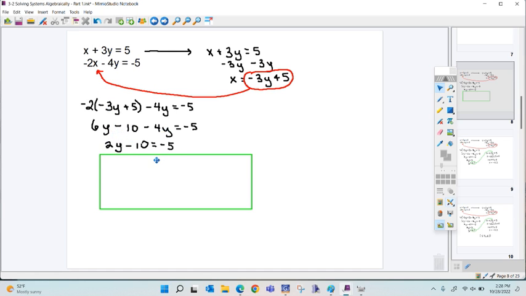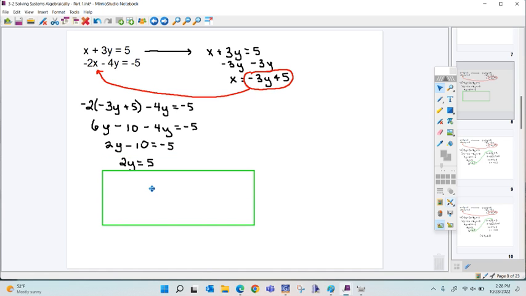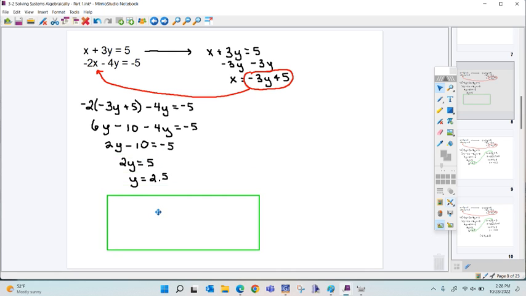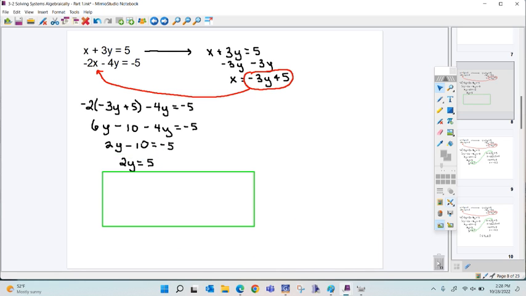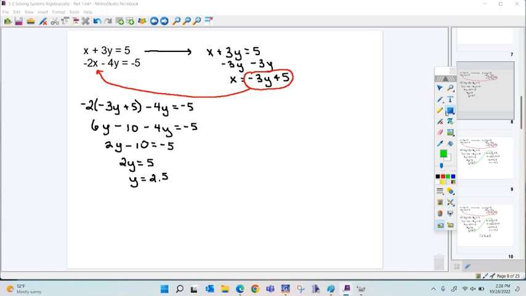Now, what will we do next? Add 10. So when we add 10, negative 5 plus 10 gives you 5. And then divide by 2 and we get 2.5. All right. Now, I have that. What could I do next? Solve for x.